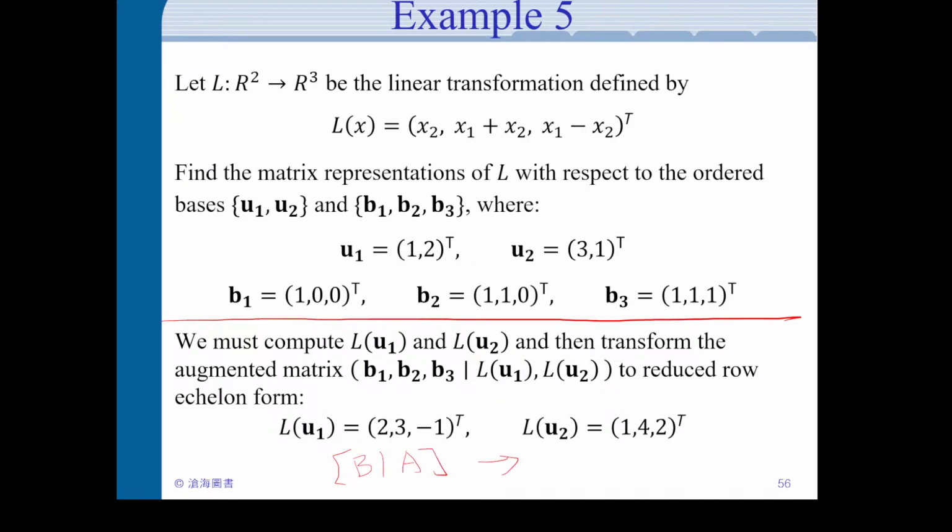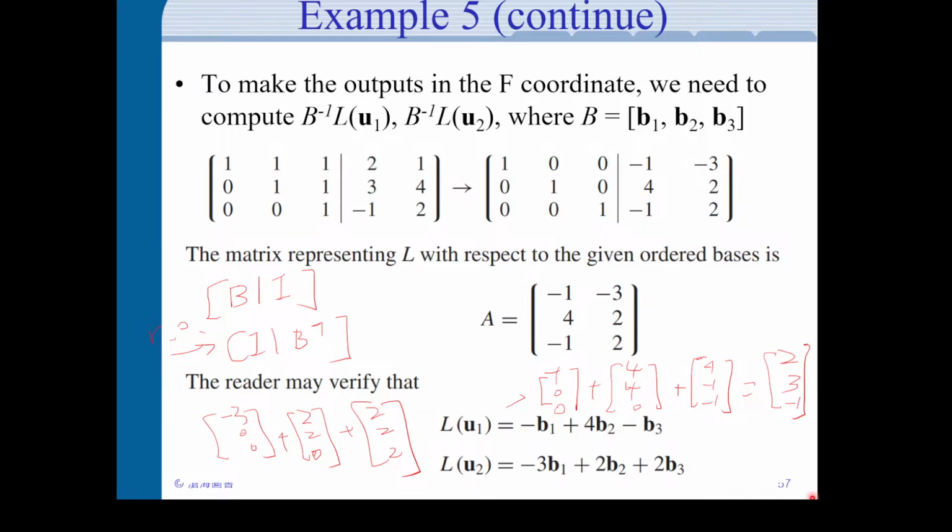And if we do row operation and turn this side to identity, then this side will be B minus 1 A. Okay. So this saves us some matrix multiplication of calculating B minus 1 and multiplying it on our matrix, this LU1, LU2 here. And I guess the calculation is maybe a bit easier. Okay. And let's do this together.